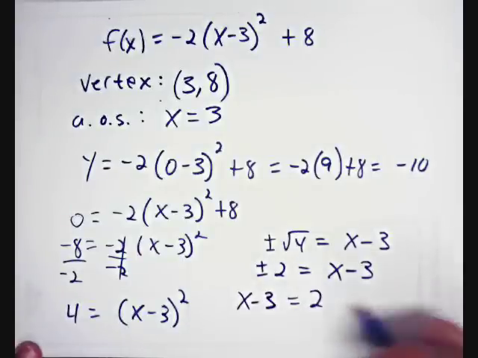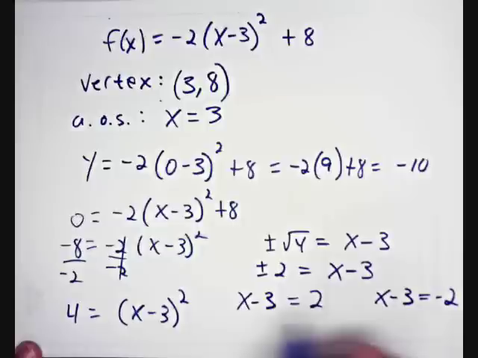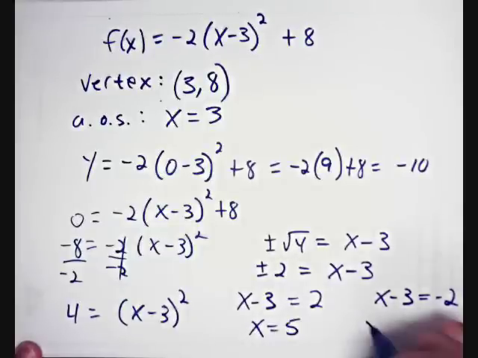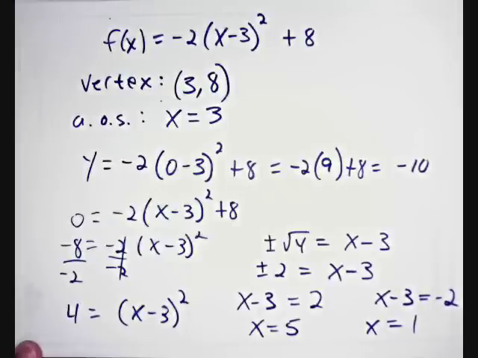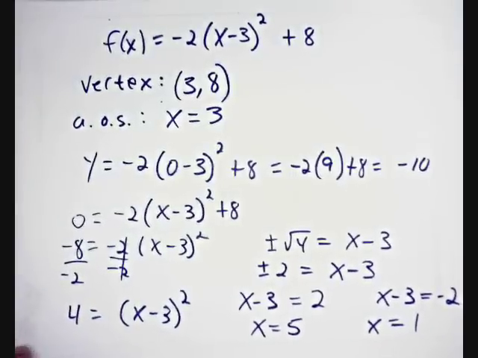X minus 3 equals 2. X minus 3 equals negative 2. And now solve this for x. Add 3. Add 3. And we get x-intercepts of 5 and 1. So here you have plenty of information to use 3 points to graph the quadratic function in MyMathLab.